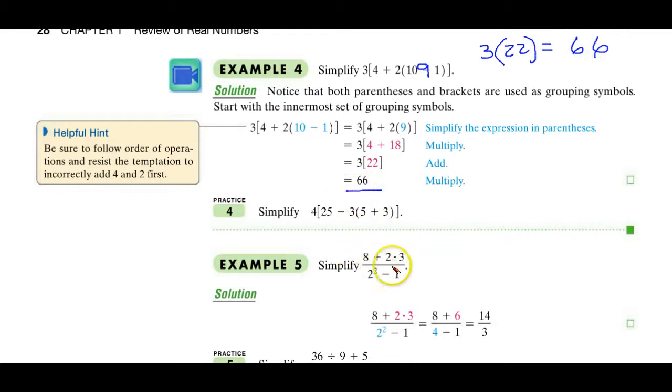And for example 5, this is going to be a 6 here. We do that first. This becomes a 14. This is 4 minus 1 is 3. And there we have that.